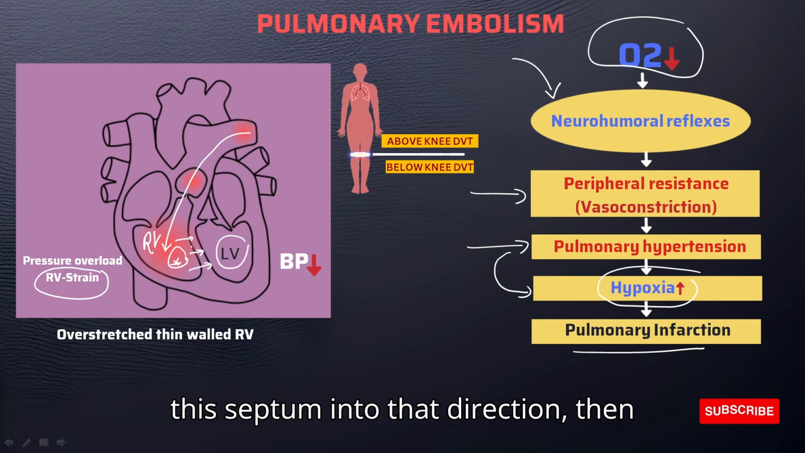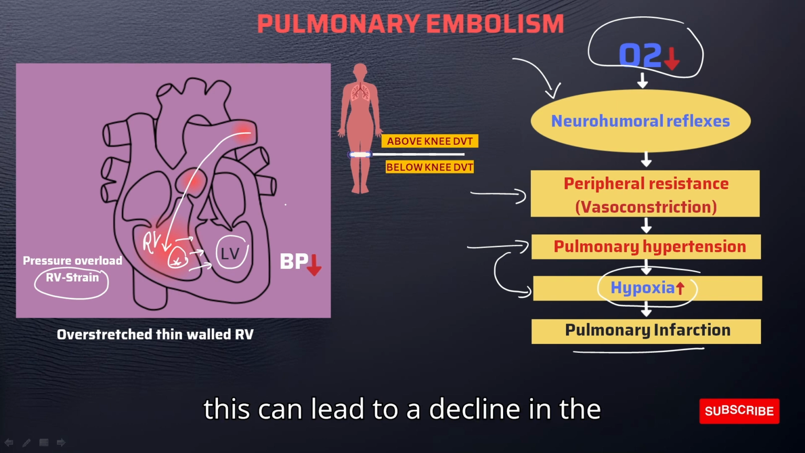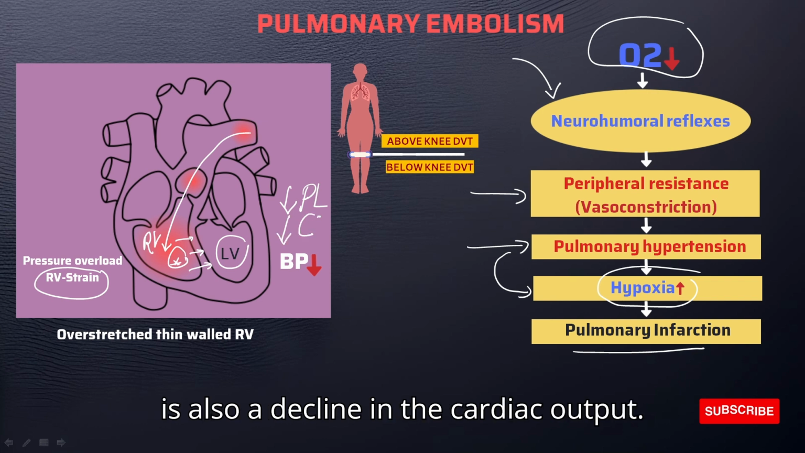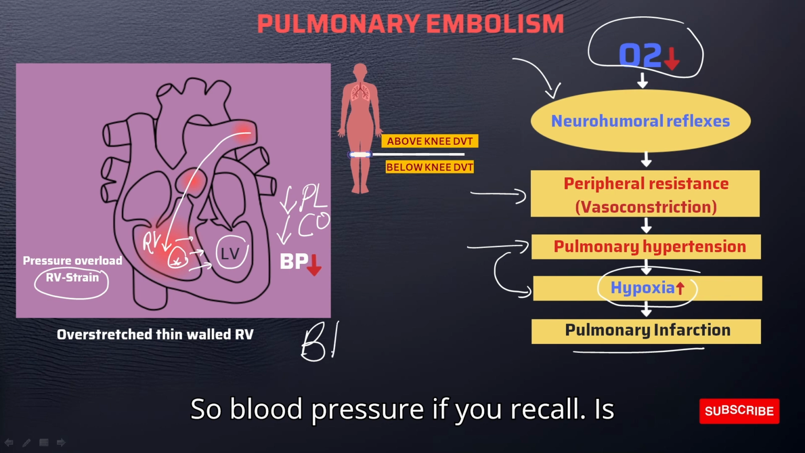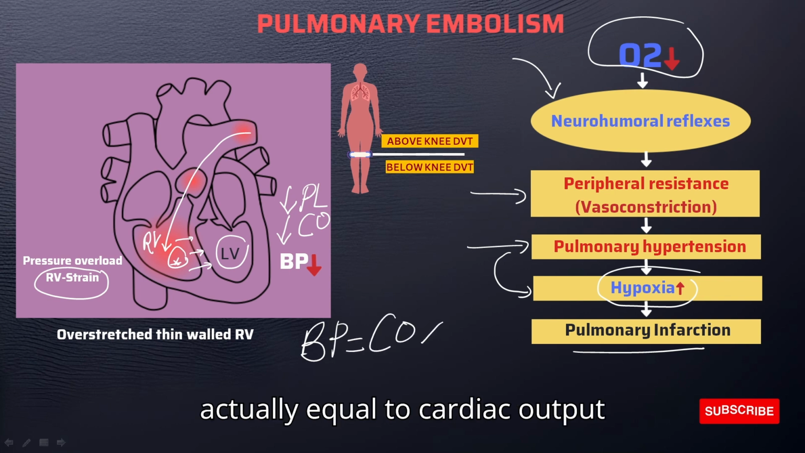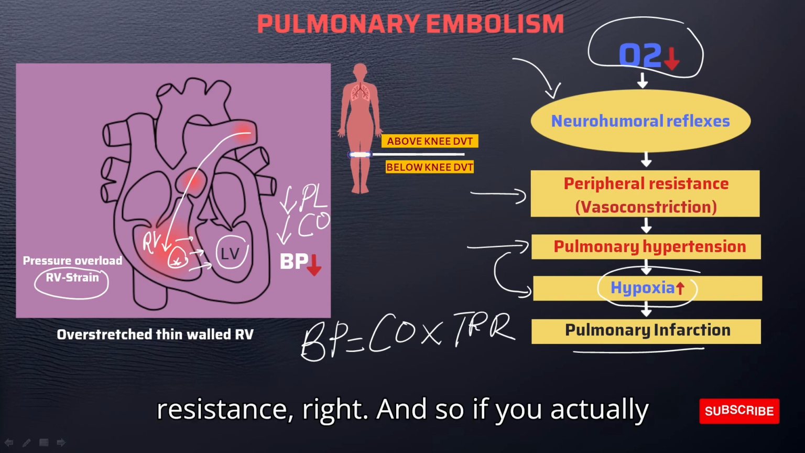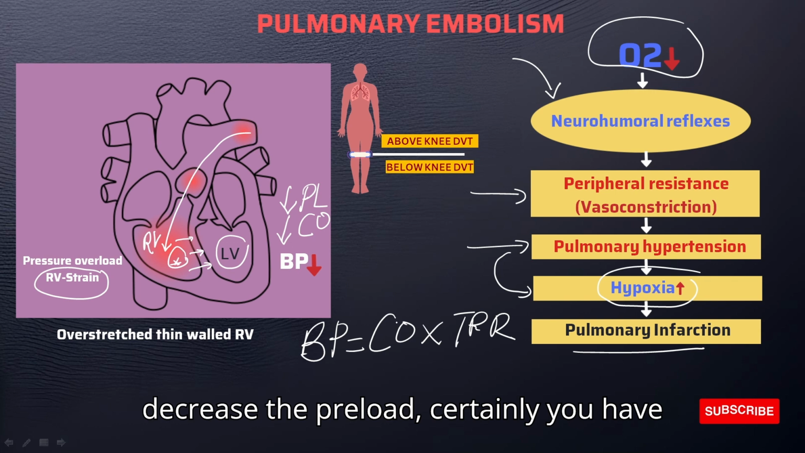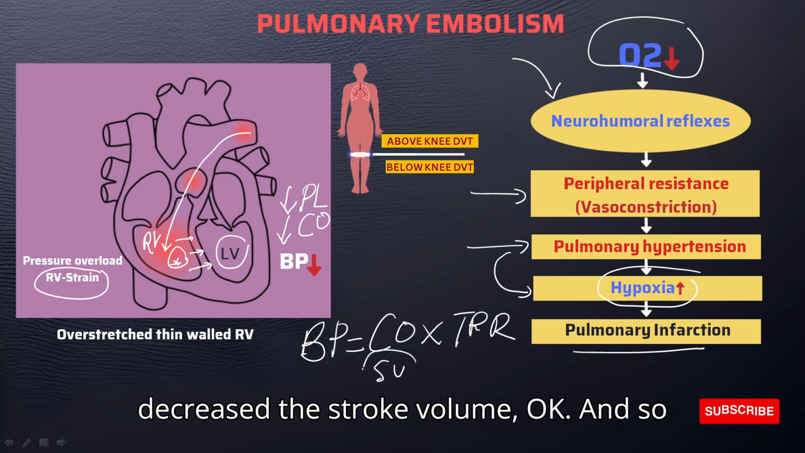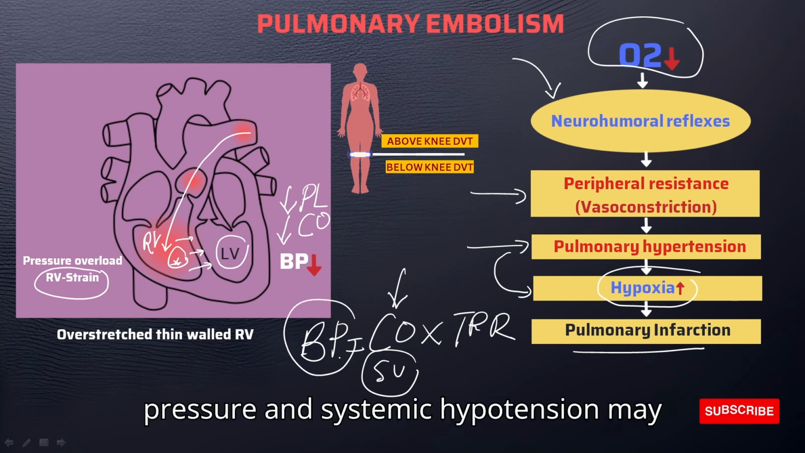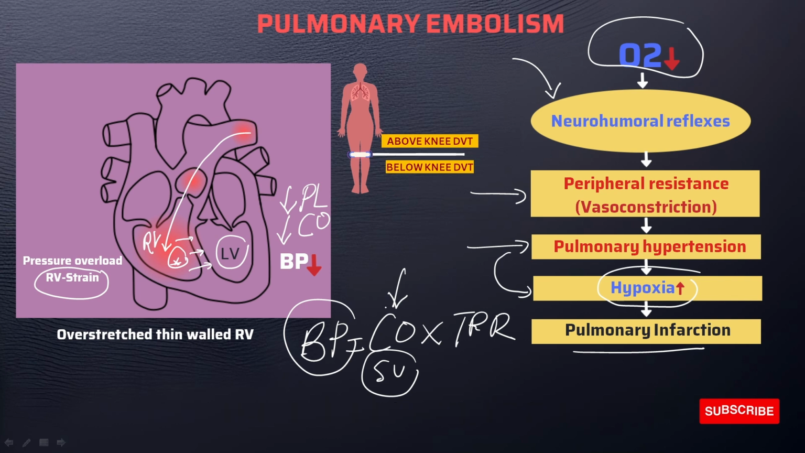If this pushes this septum in that direction, then this can lead to a decline in the preload. And this would mean there is also a decline in the cardiac output. So blood pressure, if you recall, is equal to cardiac output multiplied by the total peripheral resistance, right? And so if you decrease the preload, certainly you have decreased the stroke volume, okay? And so you have decreased the cardiac output, and then you have decreased the blood pressure. Hence, systemic hypotension may occur with massive pulmonary embolism.